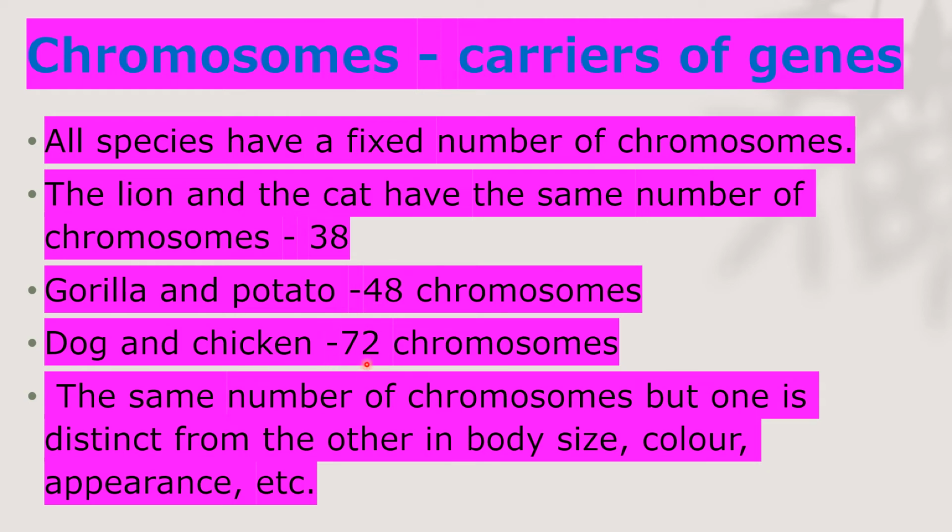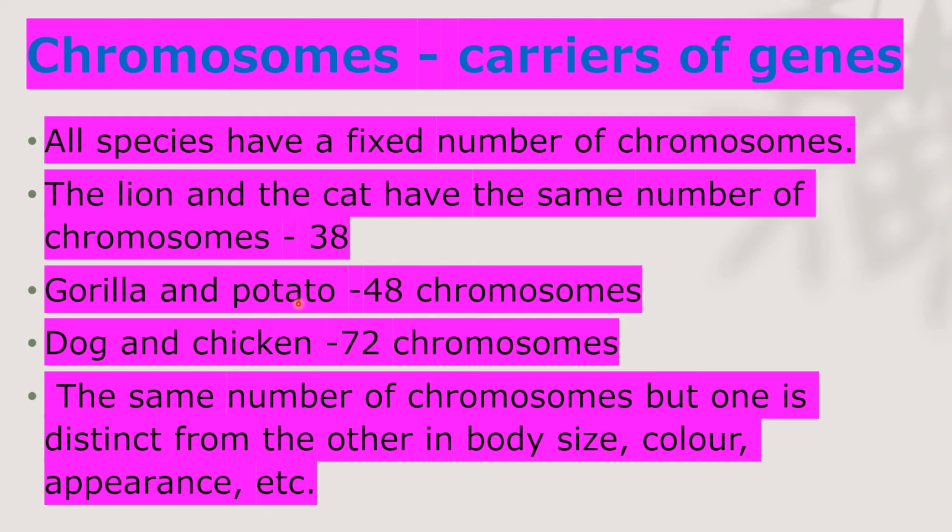But gorilla and potato have the same number of chromosomes, yet both are distinct from one another, right? In their body size, color, appearance. In this case, gorilla and potato, one is an animal, another one is a plant. But the chromosome number is the same. But how is it that they are distinct from one another?